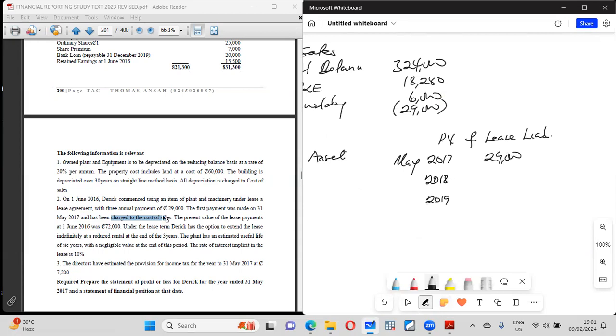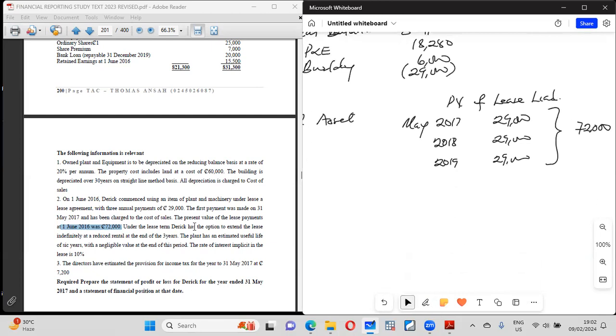How many years is the lease? The lease is 3 years. So 29,000, 29,000, 29,000. Okay, we are going to PV them. But it looks as if the question said they have already PV'd it for us. It says the present value of the lease payment has been done. So the PV we would have done, they've done it for us, which is 72,000. That means the present value of the lease payment is 72,000.